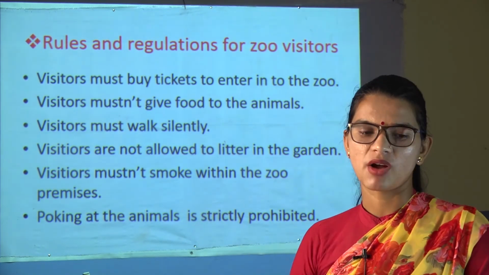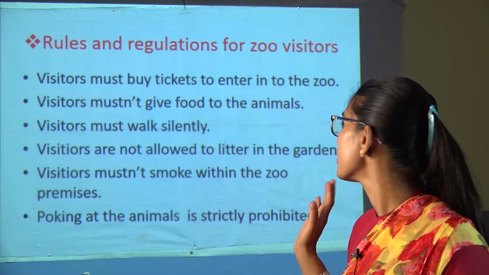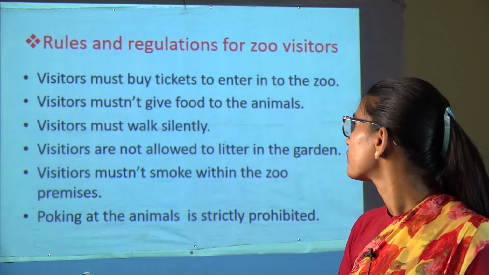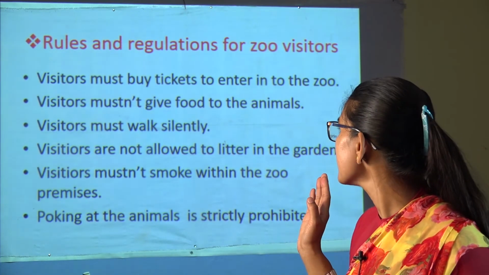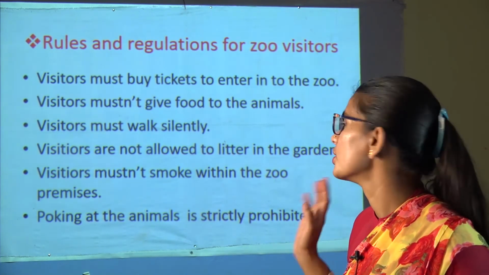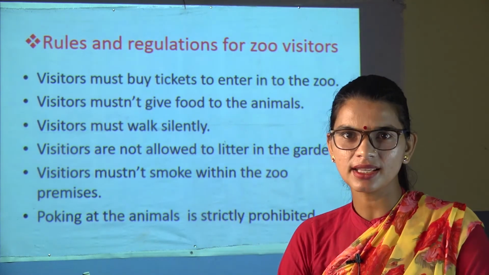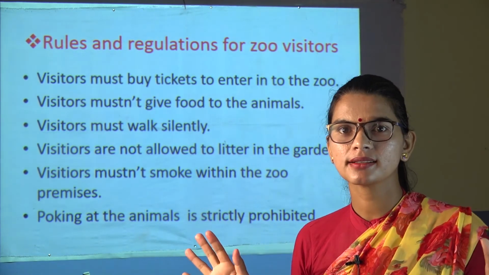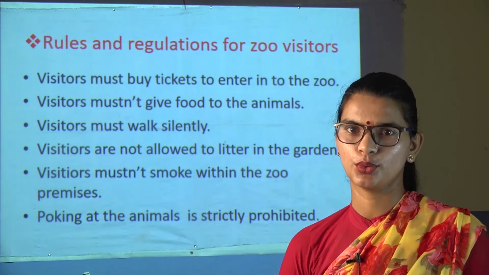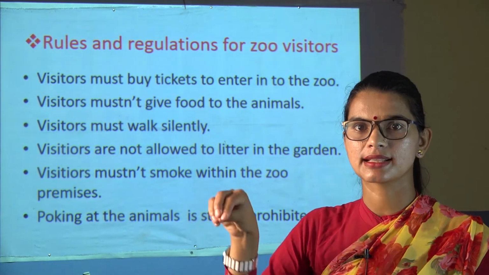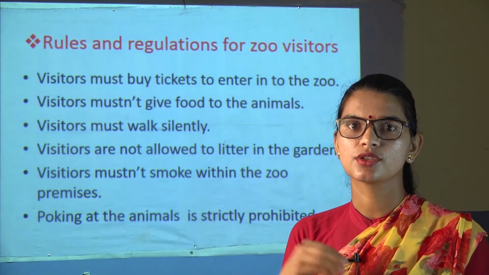Okay, now let's talk about the use of rules and regulations for zoo visitors. Yes. Now, read this. Okay. Visitors must buy tickets to enter into the zoo. That is, there is no choice other than to buy a ticket. Yes, if you buy a ticket, then you can get the entry. If not, what? You will not get entry, or you cannot get the permission to enter into the zoo. So that is the strong what? Obligation. Yes, that is the obligation, and it is necessary to be followed.